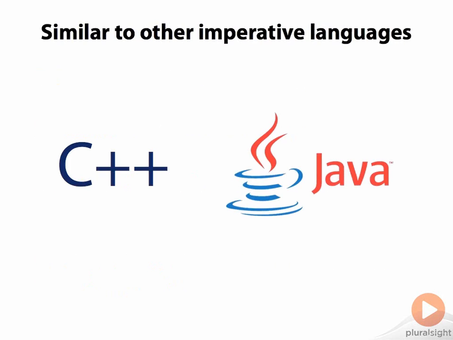If you've used exceptions in other popular imperative languages like C++ or Java, then you've already got a good idea of how exceptions work in Python.